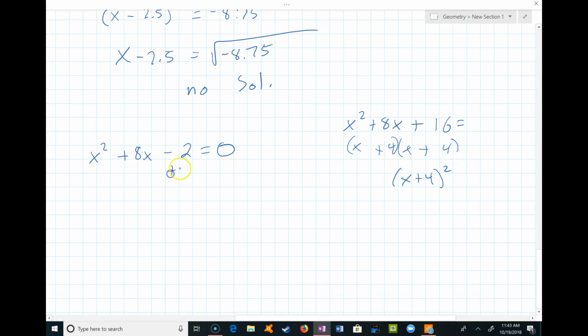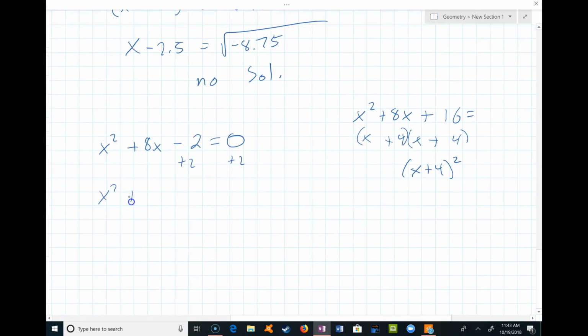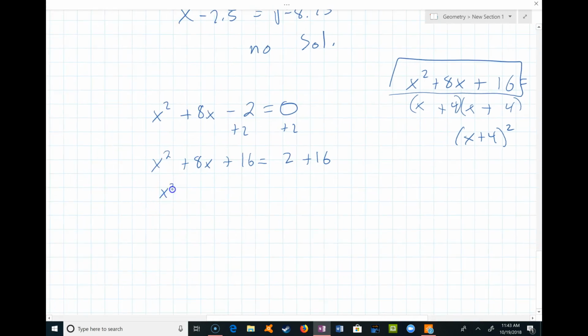We're going to, first of all, add 2 to both sides to clear out some space. And we get x squared plus 8x is equal to 2. And then we're going to create the perfect square. We're trying to create this. So I'm going to add a 16 here and add a 16 there. Okay, so far so good. So we'll simplify. I get x squared plus 8x plus 16 is equal to 18.